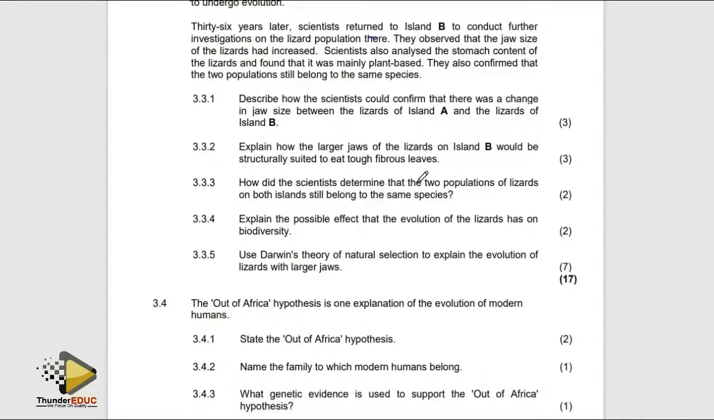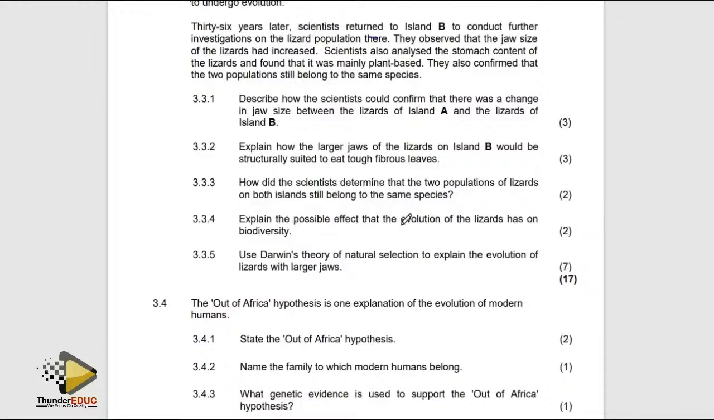How did the scientists determine that the 2 populations of the lizards, both on the islands, still belong to the same species? Don't forget that a species is made of organisms that can interbreed to produce fertile offspring. So if they allow the two populations to interbreed and they produce fertile offspring, therefore they can confirm that these are still the same species. But if they cannot interbreed to produce fertile offspring, then automatically they are not the same species.